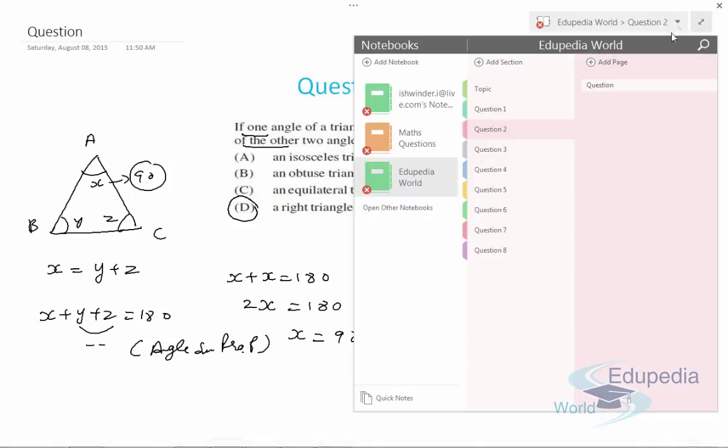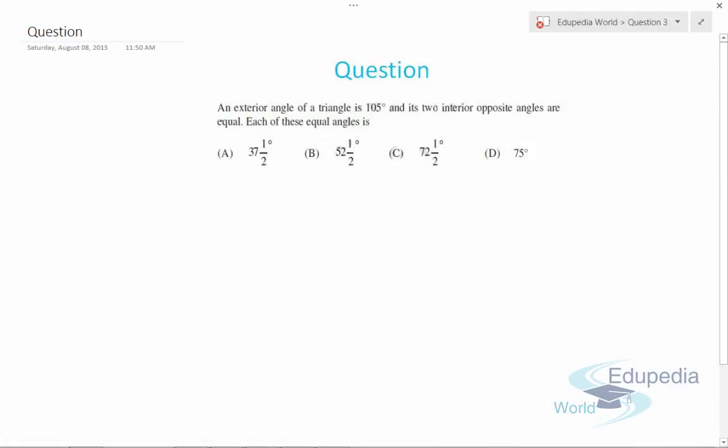Now let's move on to the next question, question number 3. It says that an exterior angle of a triangle is 105 and its two interior opposite angles are equal. We need to find each of these angles. Suppose we have a triangle like this, triangle ABC, and the exterior angle given is 105, which equals the sum of the interior opposite angles, this angle plus this angle, and these two angles are equal. So let's write them as x and x. So we can say that 105 equals x plus x.